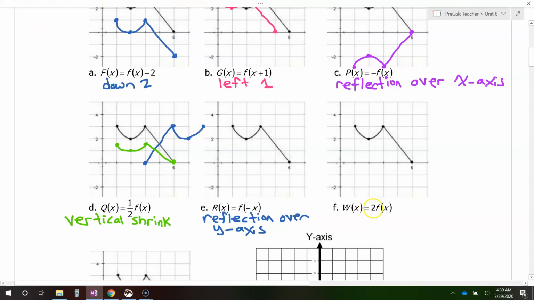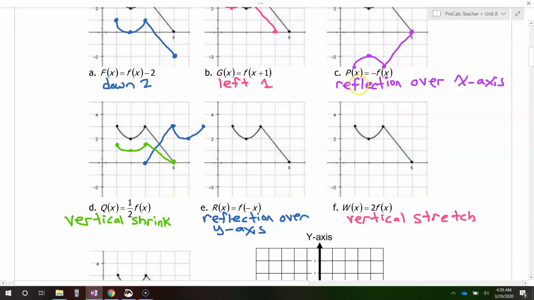All right, here we have another A value, and so that's going to be a vertical stretch, because it's bigger than 1. We say a vertical stretch by a factor of 2. In other words, all of these y values should be doubled.